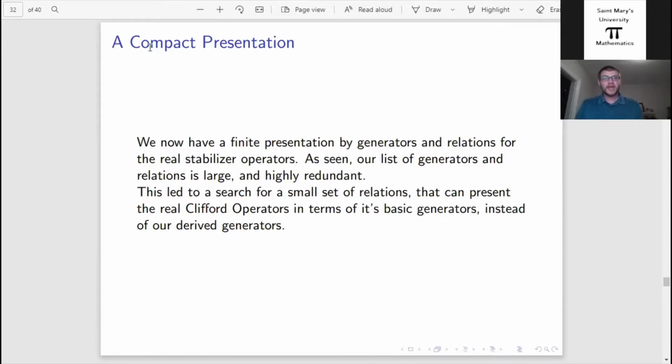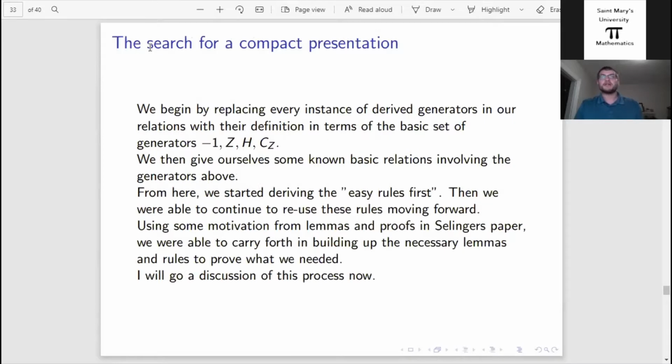I mean, the search in some sense begins with just, well, we have a presentation, it's large, and we know that if we can take all the relations that we have there, replace all the derived generators with their definition in terms of basic generators, and then have a rule set with which I can act on those and derive all of my relations I had before, then we're good to go, right?